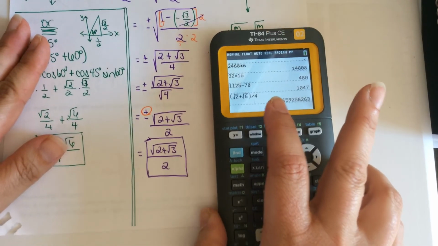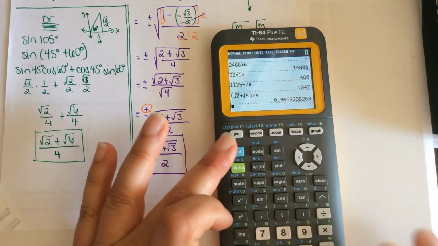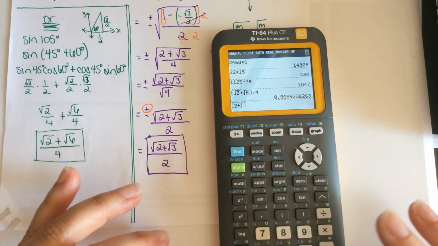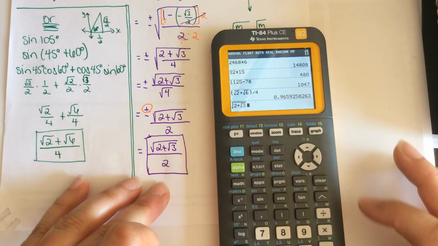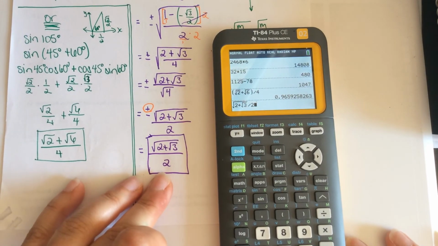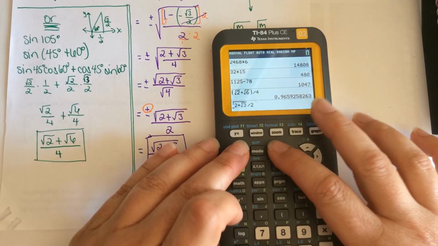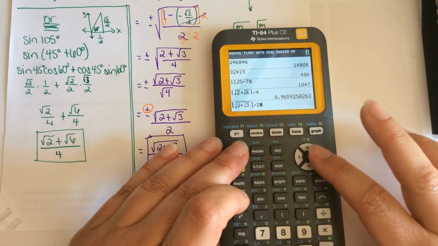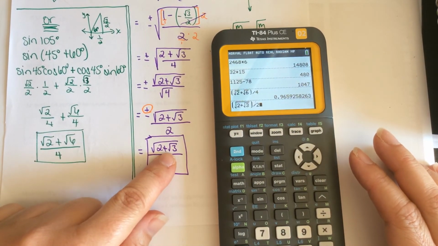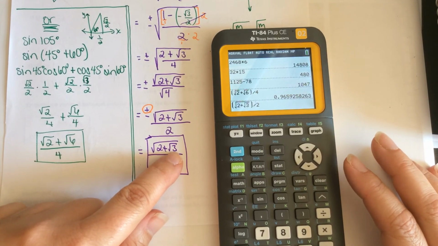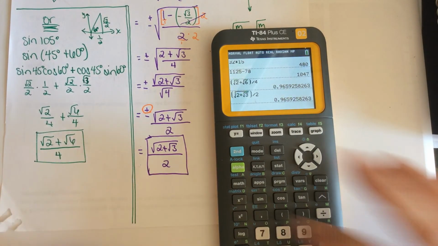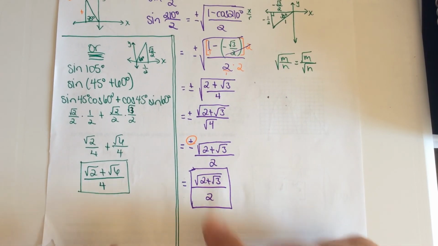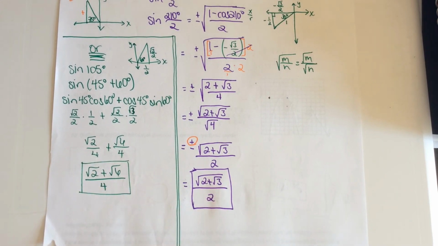Gives me that decimal. Now the other one: square root of 2 plus square root of 3, divided by 2. I'm going to put parentheses, even though I don't think we need them. Okay, so square root of 2 plus square root of 3 underneath still, that's still under the radical, divided by 2, gives me the same decimal. So it is the same answer. It's just a different fraction.